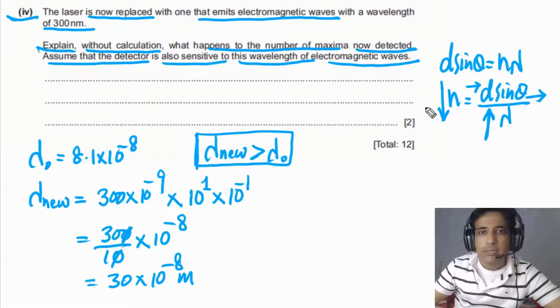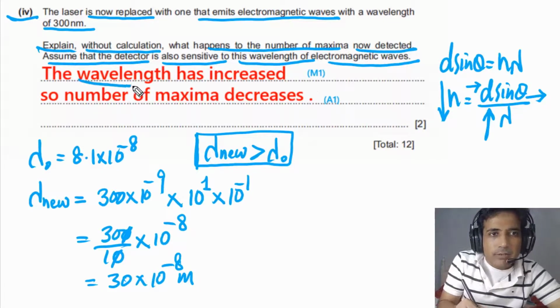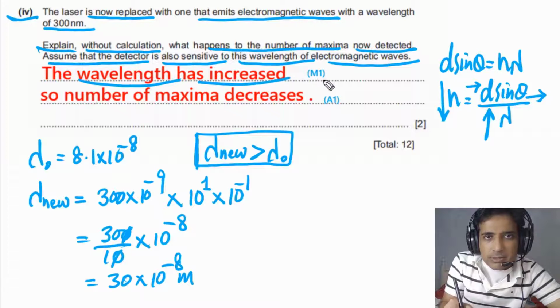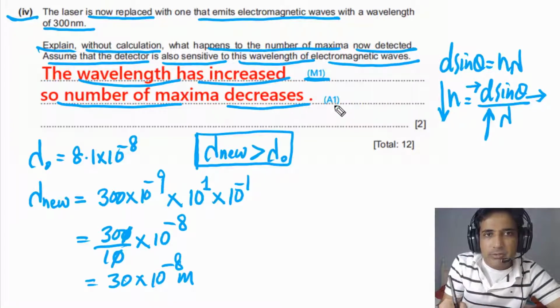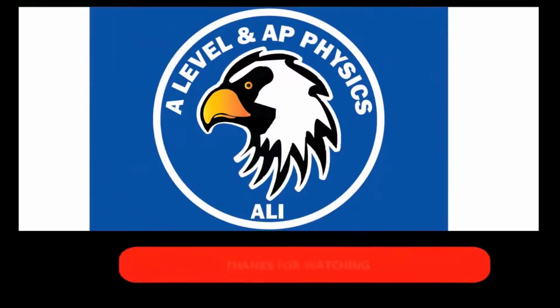And this question has 2 marks. Let me show you how you can write down your answer. If you have written lambda has increased, you will get 1 mark, and that is an M mark. Then if you have written number of maxima decreases, you will get the second mark, and that is an A mark. But if you have written number of maxima decreases, but you haven't explained that lambda has increased, you will not get the A mark, because you need to get the M mark first, then you can get the A mark.